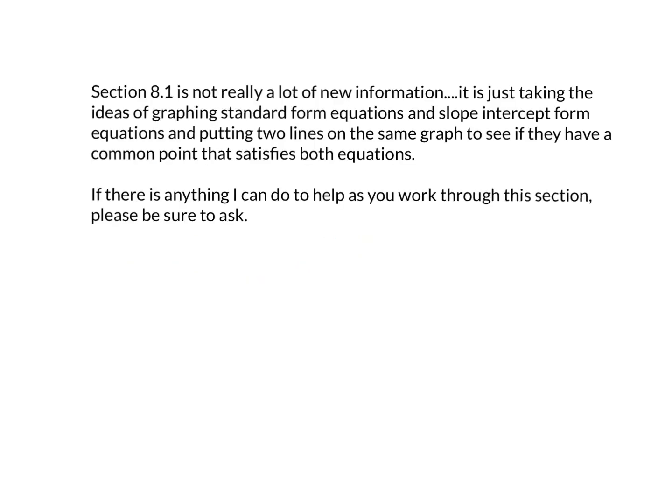Section 8.1 is not really a lot of new information. It is just taking the ideas of graphing standard form equations and slope-intercept form equations and putting two lines on the same graph to see if they have a common point that satisfies both equations. If there is anything I can do to help as you work through this section, please be sure to ask.